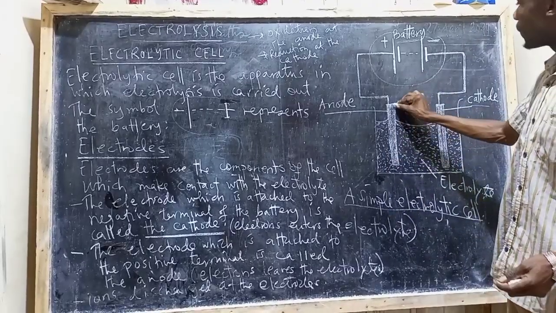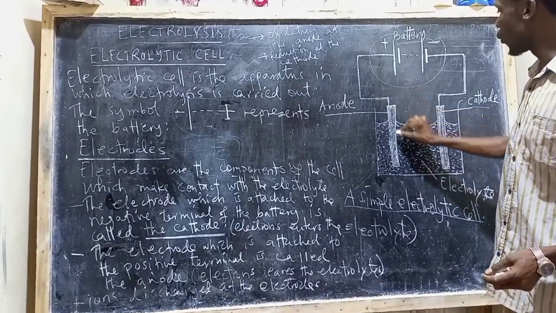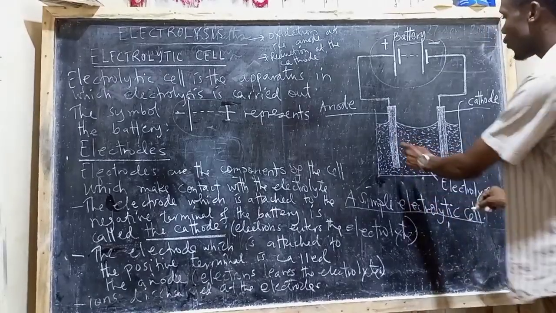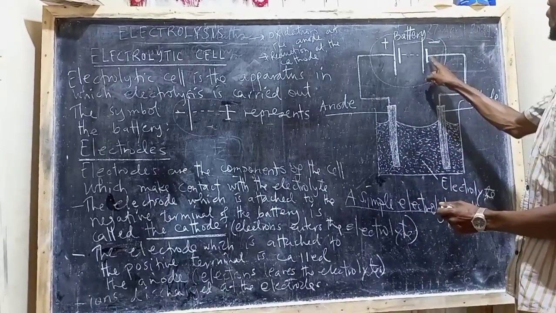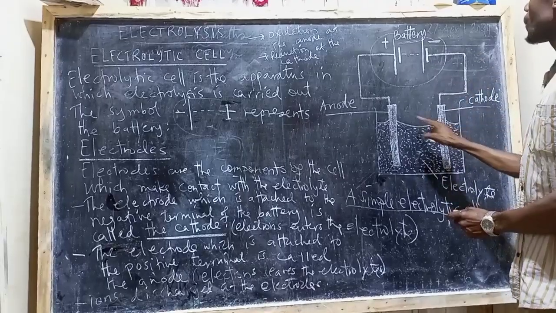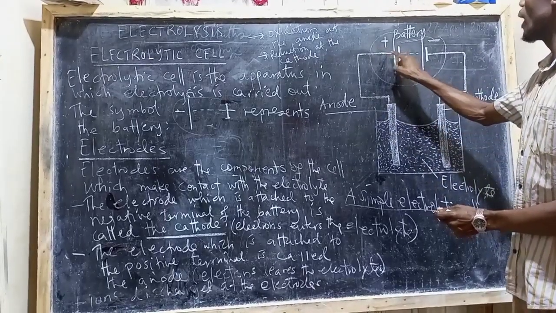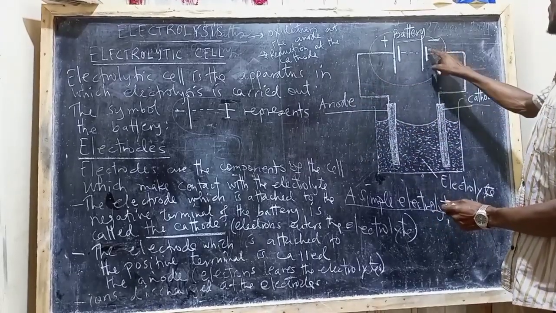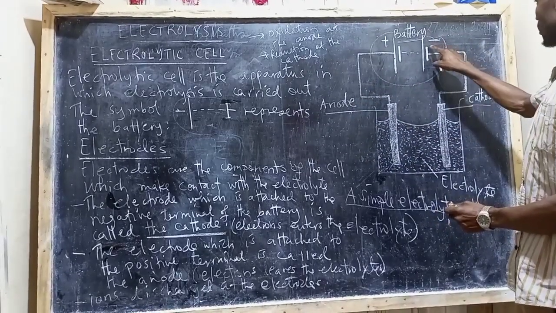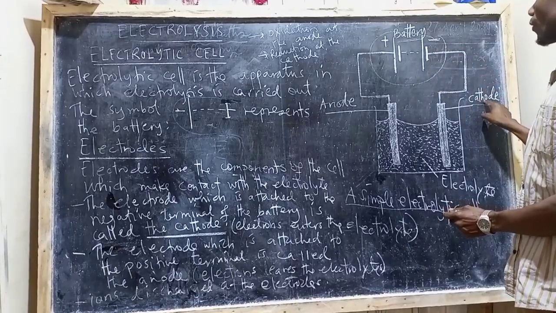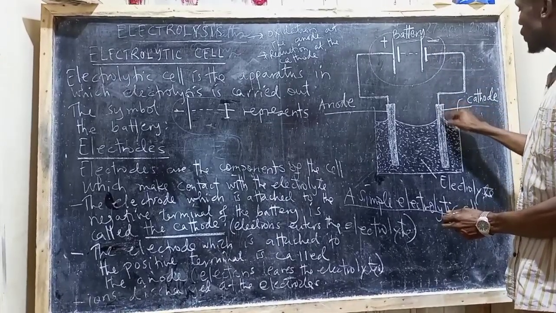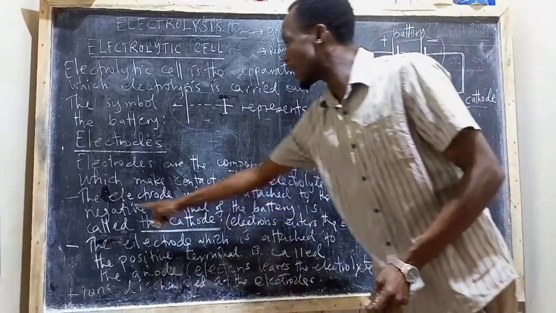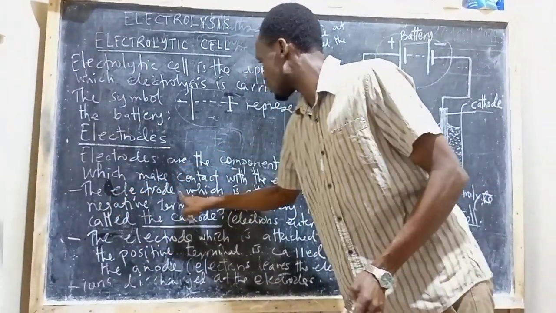Kwa hiyo hizi ambazo zinaunganishwa kwenye conductor kuja kwenye electrolytes ndio tunaita electrodes. Kama electrodes ziko mbili, kuna ile ambayo imeunganishwa kwenye negative na kuna ile ambayo inakuwa connected kwenye positive. Ile ambayo inakuwa connected kwenye positive tunaita anode, na ile ambayo inakuwa connected kwenye negative terminal of the battery tunaita cathodes.